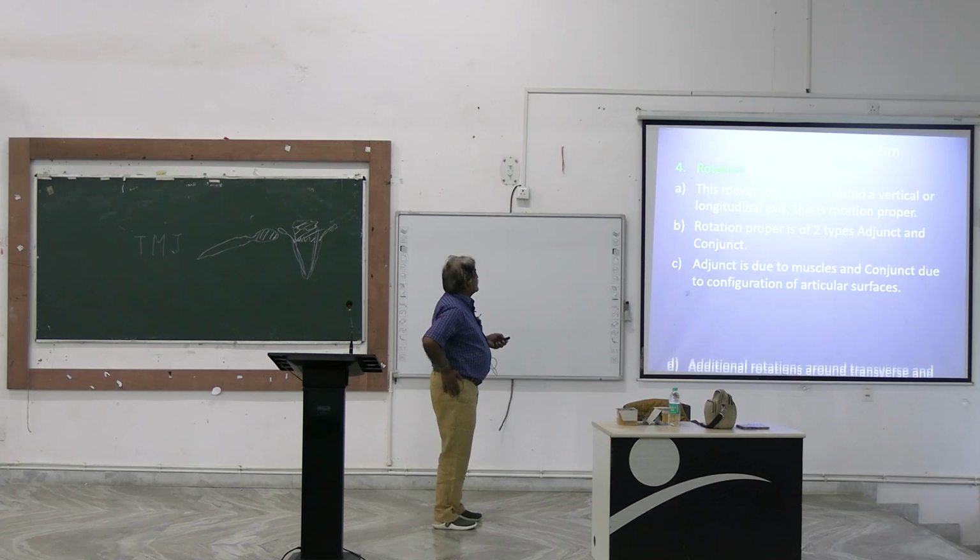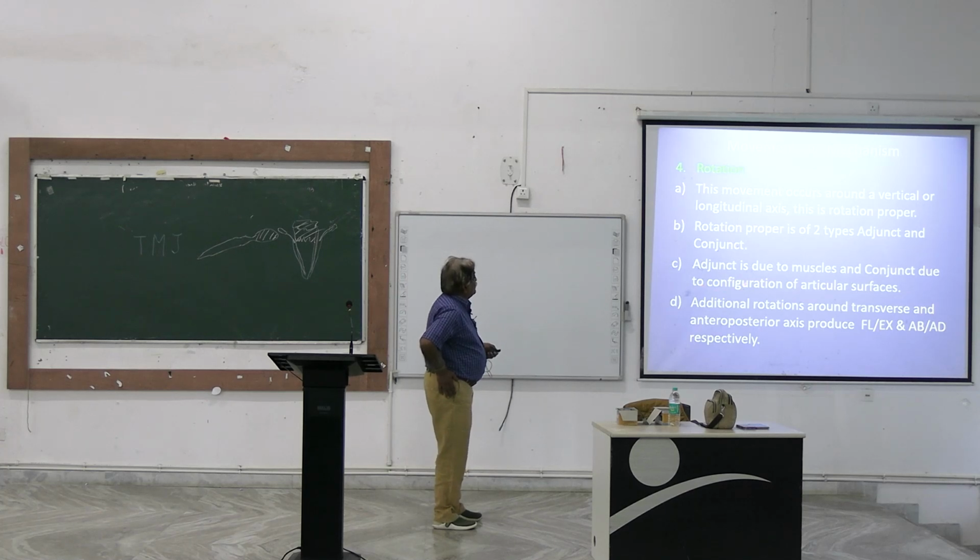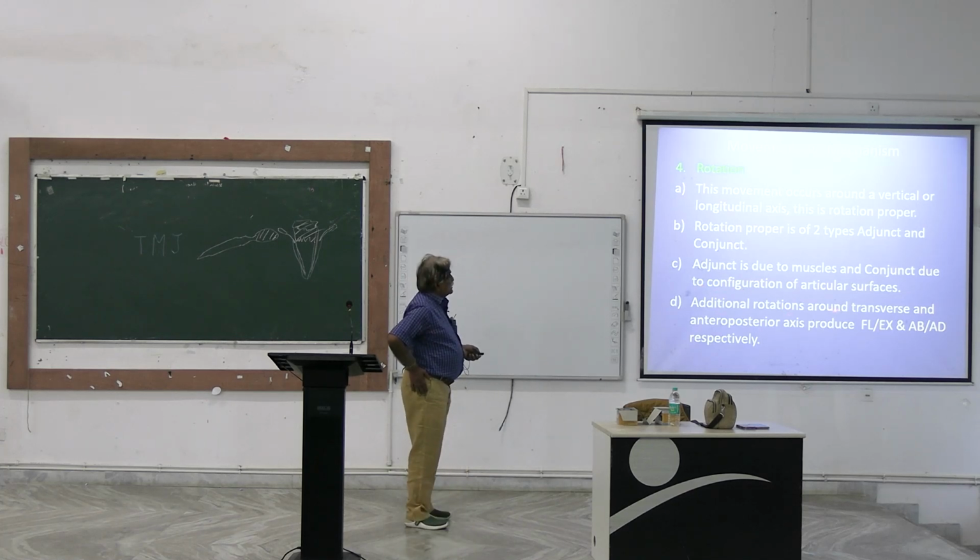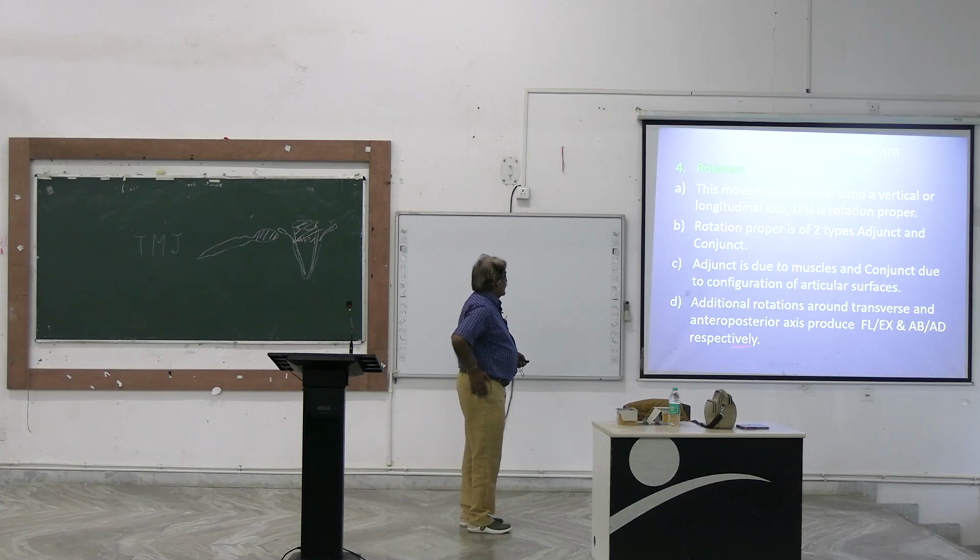Movements and mechanism, rotation. Now this movement occurs around a vertical longitudinal axis. This is rotation proper. Rotation proper is of two types, adjunct and conjunct. Adjunct is due to muscles and conjunct is due to the configuration of articular surfaces. Now, additional rotation around transverse axis. Transverse and anterior axes produce flexion, extension, abduction, adduction respectively.